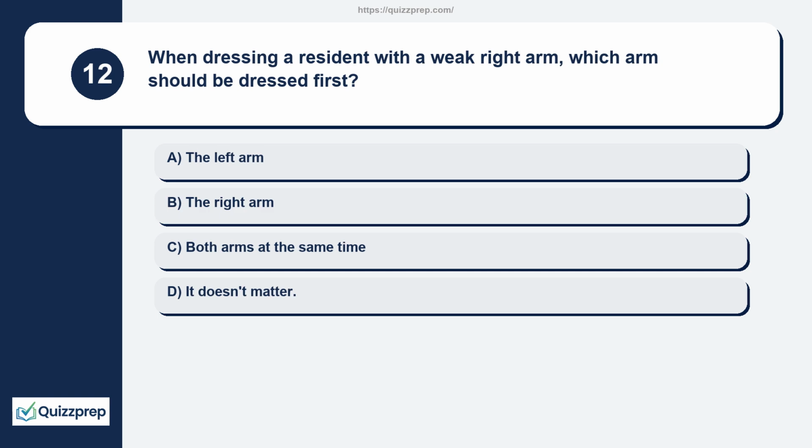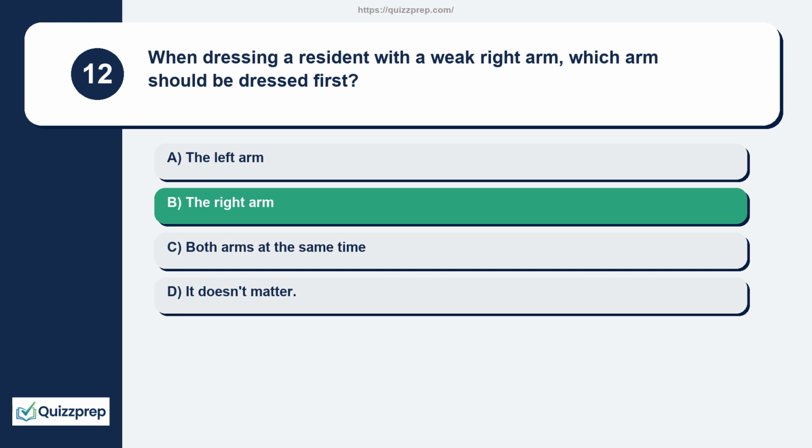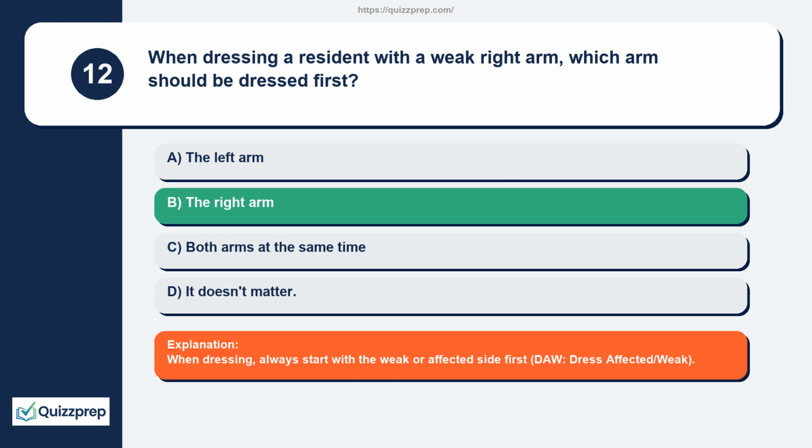Question 12. When dressing a resident with a weak right arm, which arm should be dressed first? The left arm, the right arm, both arms at the same time. It doesn't matter. When dressing, always start with the weak or affected side first. Dress affected, weak.